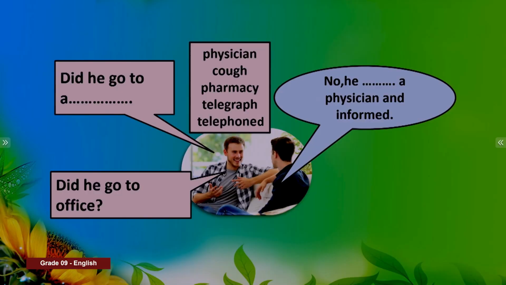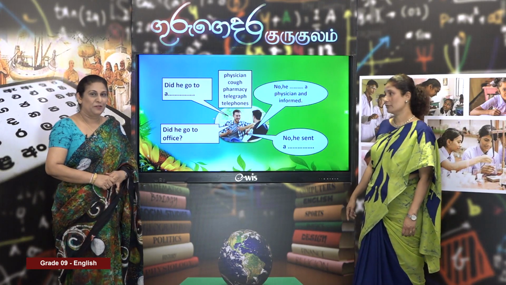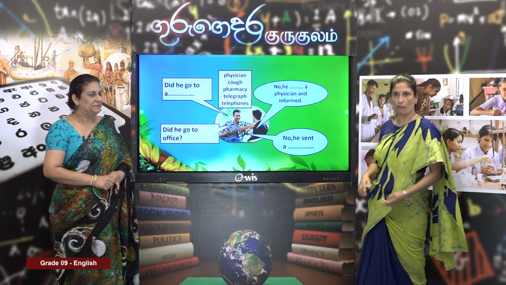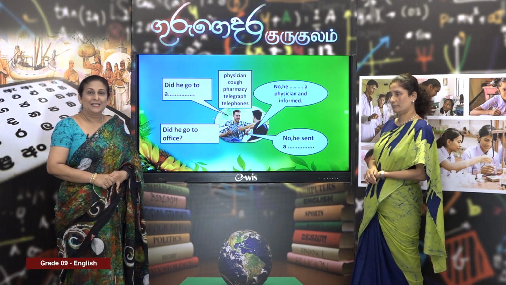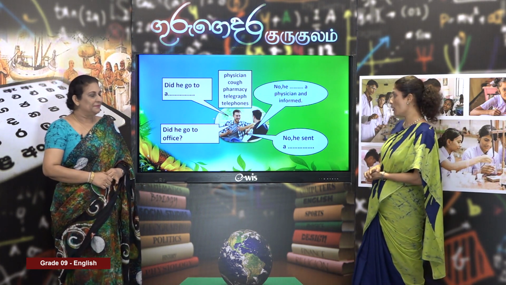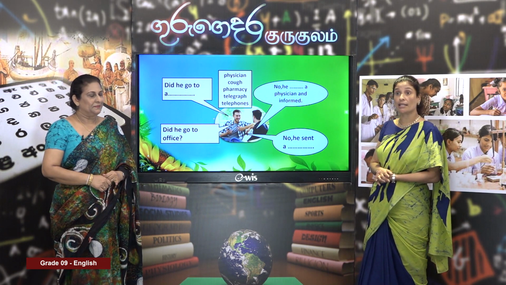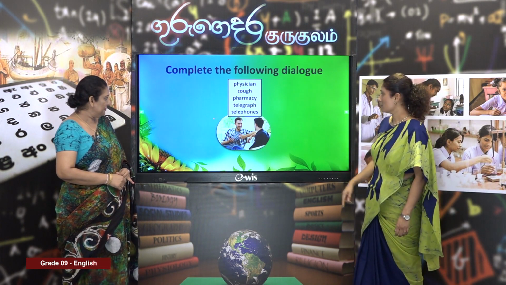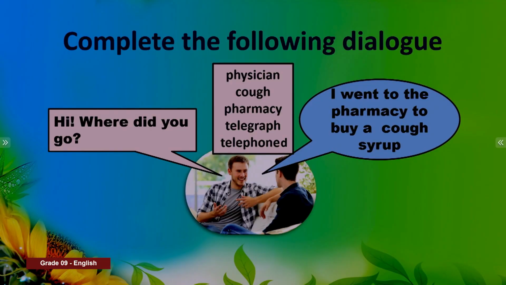Did he go to office? Will you go to office now when you are sick? No, you can't go actually. Then what would you do? You have to inform the office. Inform, right? You must inform. How would you inform? By a telegraph. Yes, either you can give a call, telephone, or you must send a telegraph, right? Okay, children. We'll see the answers now.